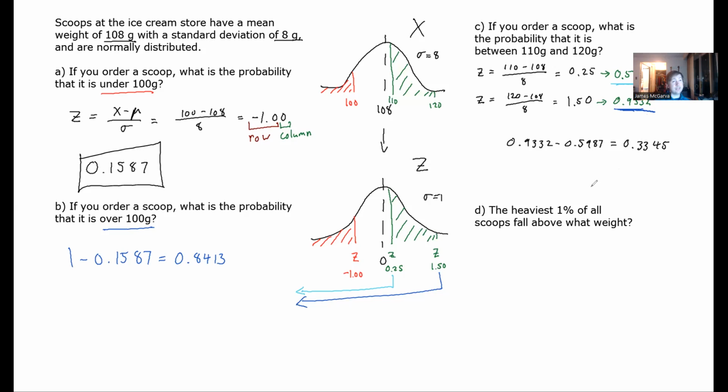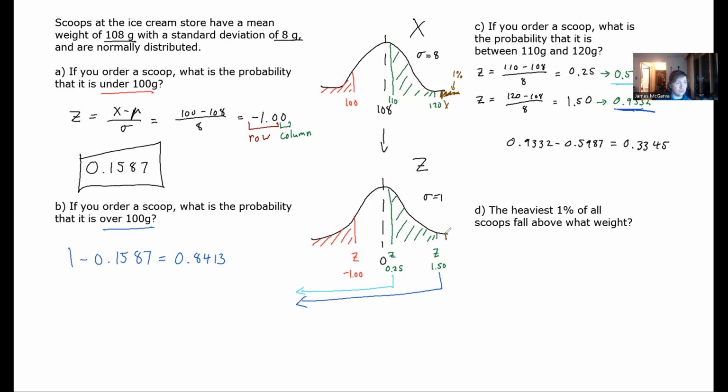Okay, so now we've got one more question, and it's a very different question. This is a working backwards question. For this question, we've got the heaviest 1% of all scoops fall above what weight? So on our chart here, there's some number x, and we don't know what it is, but the idea is that the area to the right should be 1%.